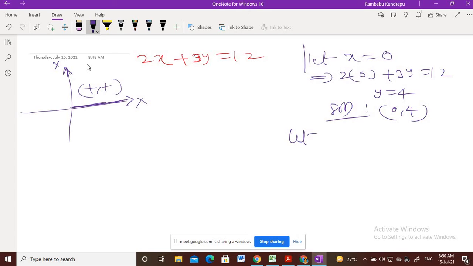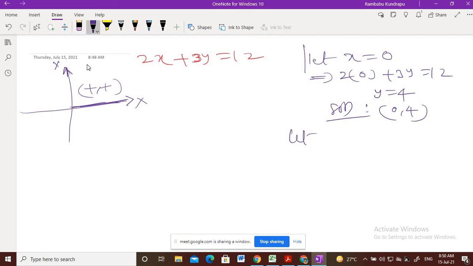Oh, you see here, (0, 4) is one point. Generally, where is (0, 4) lying? The x coordinate is 0, which means it is on the y axis. And let us find one more solution.